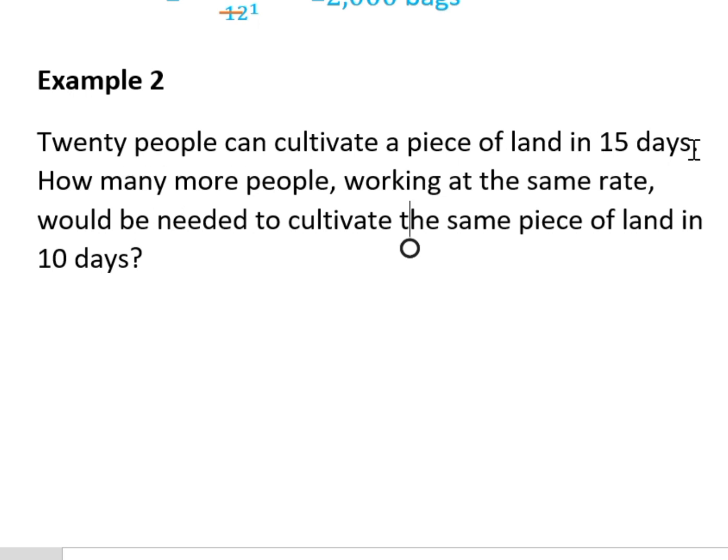We have 15 days here and 10 days. It's like the days have reduced from 15 to 10. So in this case, we shall say the ratio of the number of days has reduced from 15 to 10.